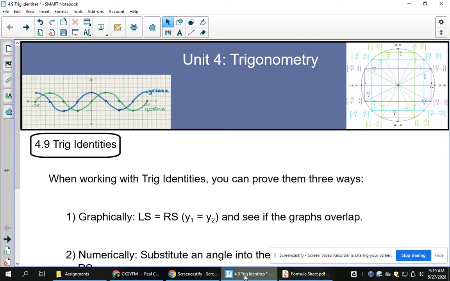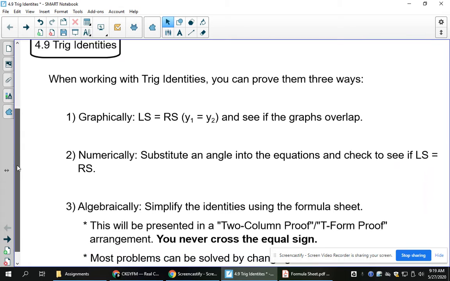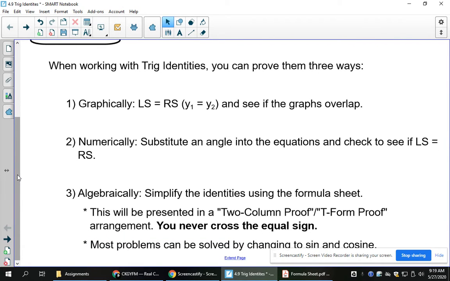So there's three ways you can prove something. Graphically, so entering a y1, a y2 in your calculator, and if they're the same graph, if they overlap, then you know that they're an identity, they're true. Now, graphically is not something we focus on. It's more of a double checking strategy. It's not going to be a proof by any means algebraically. And that's what we're always going to be asking, algebraic proofs. So graphically is just a double check if you're not sure.